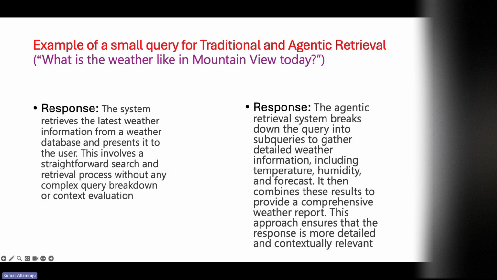But on the right-hand side, if you see, the agentic retrieval breaks down the query into subqueries, and then the response is fed into the LLM, and the LLM generates the natural language response, which includes comprehensive data: temperature, humidity, and forecast, and what it looks like and whatnot. So that is what is meant by contextually generated information.